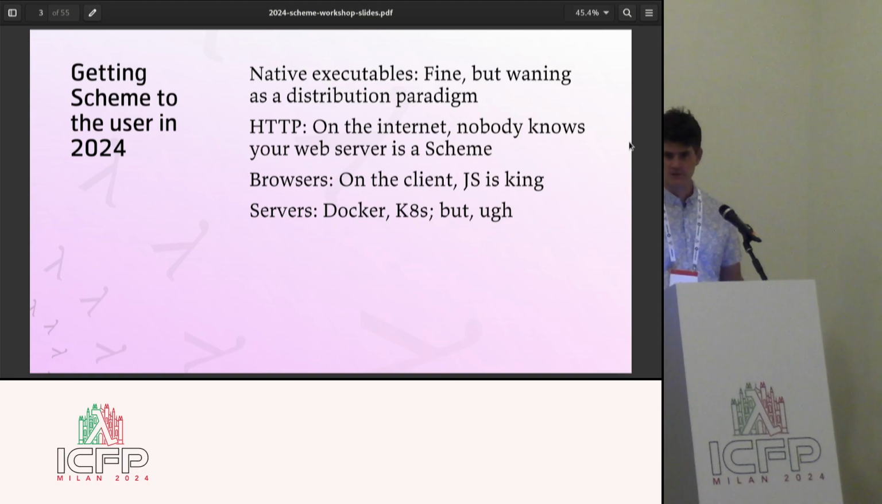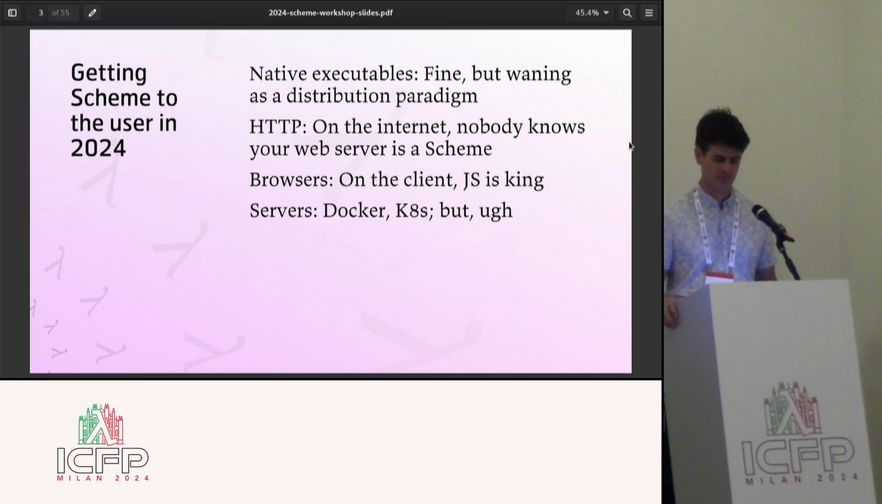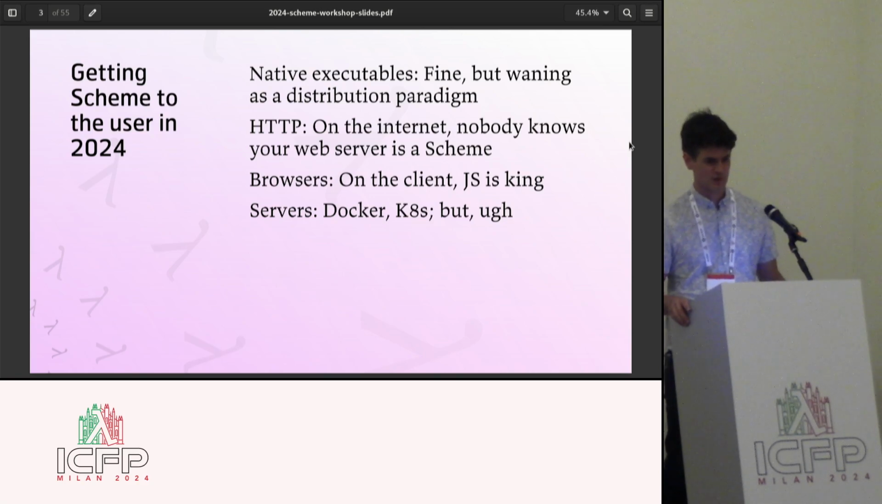Maybe 20 years ago or so, we started to have users accessing programs over web browsers, and the programs ran on servers with HTTP as an intermediation. And on the internet, nobody knows you're a Scheme. Okay, fine, we've got web servers. In browsers, people these days run a lot of computation in the browser itself, and JavaScript is really the king. So it's not really Scheme land, such as it is. And then finally, we have servers with Dockers and Kubernetes and things like this. And I'm glad this is other people's problems.